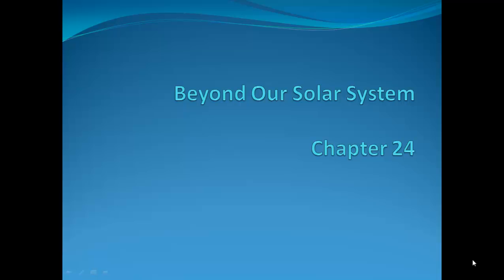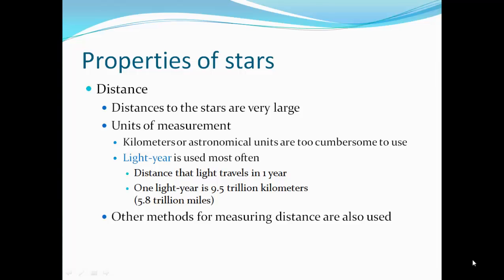Chapter 24, Beyond Our Solar System. Properties of stars. Distance. Distances to the stars are very large. Units of measurement that we use, kilometers or astronomical units, are too cumbersome to use. A light year is used most often.